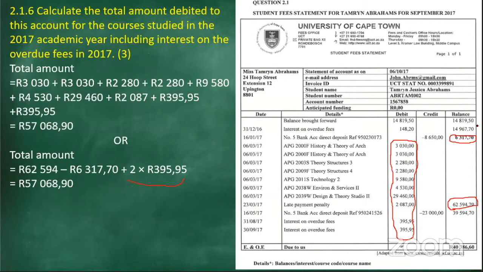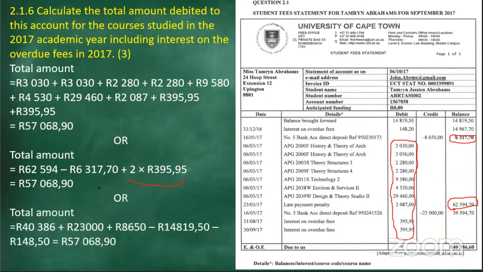So it's up to you. If you can clearly understand this, that this is the last balance there, then the other one there, every other debit occurred in between those two balances. So if you say the 62,594 rand 70 cents minus 6,317 rand 70 cents, it would give you a total of all of these debits. Then you add these last two. You'd still get the same answer.